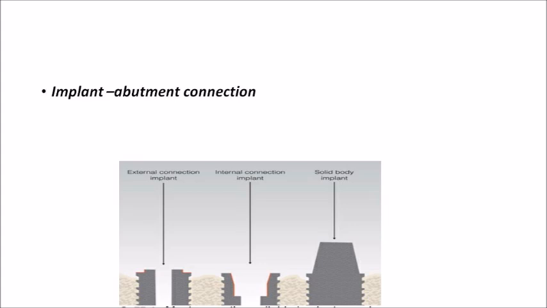In an external connection implant, the external part of the implant is going to connect to the abutment. So usually we say the term external hex or internal hex, because it is usually hexagonal in shape. In the internal connection implant, you can see from the figure, the abutment connection goes inside the implant. In a solid body implant, it is like a single unit. The implant and the abutment act as a single unit. You can directly place the crown over the implant.